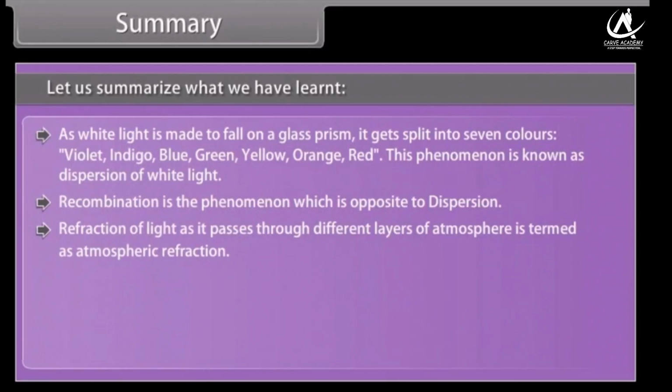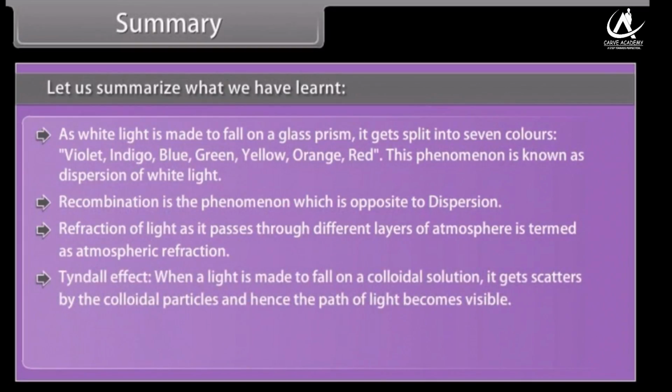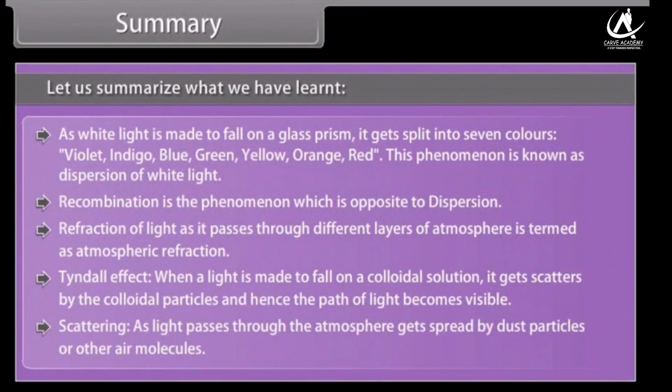Refraction of light as it passes through different layers of the atmosphere is termed as atmospheric refraction. Tyndall effect. When a light is made to fall on a colloidal solution, it gets scattered by the colloidal particles and hence the path of light becomes visible. Scattering. As light passes through the atmosphere, it gets spread by dust particles or other air molecules.